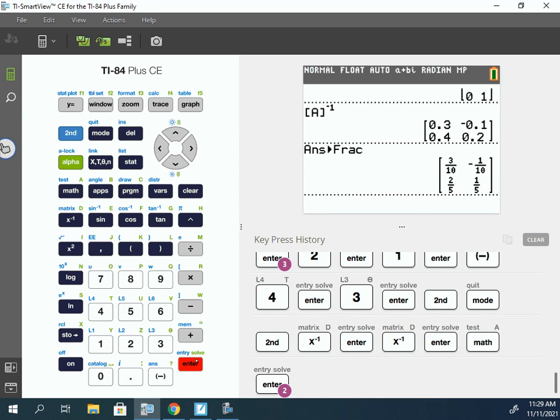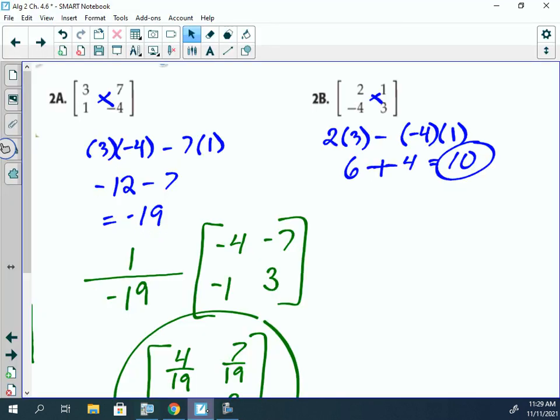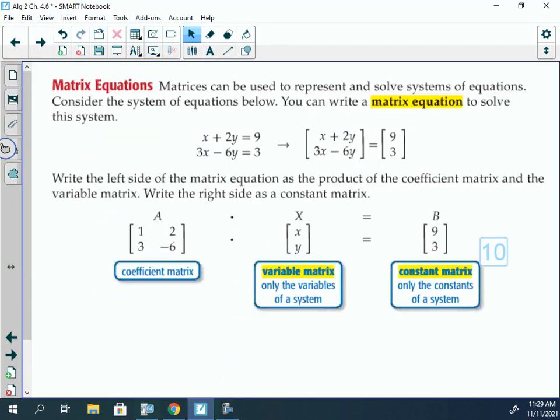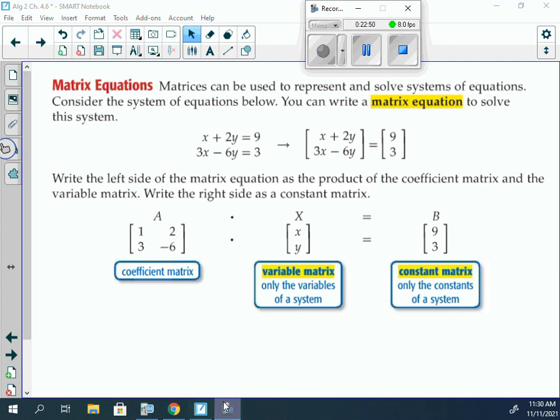And really, if we're doing 3 by 3s, you're better off using the calculator to find them, because it's a little bit more challenging to actually do the calculation by hand. Any questions on this here? We'll stop here for today, and we'll finish this tomorrow.